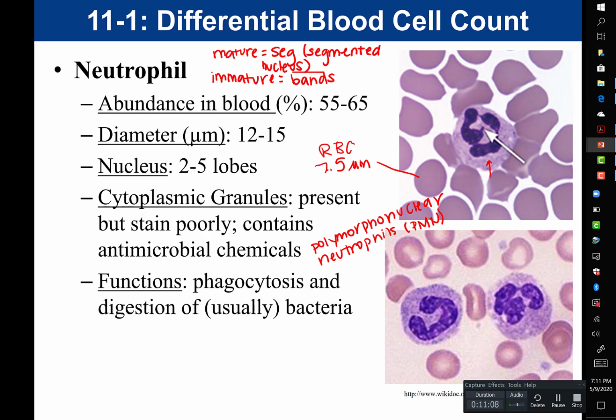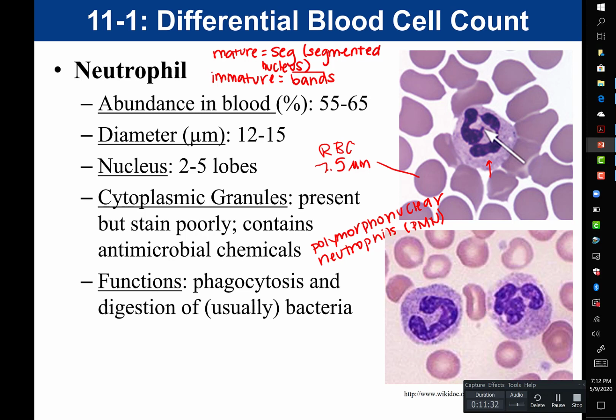The granules of a neutrophil contain antimicrobial chemicals, so they're used to fight off foreign invaders. Now, the function of neutrophils is that they are phagocytic. They're able to do phagocytosis. That means that they're going to send out those extensions and engulf the bacteria, for example, and take it in and destroy it.